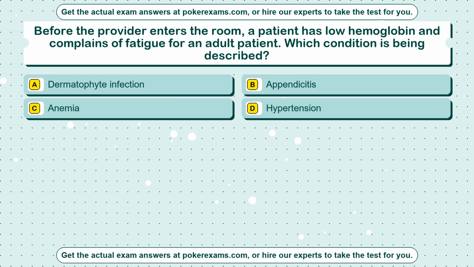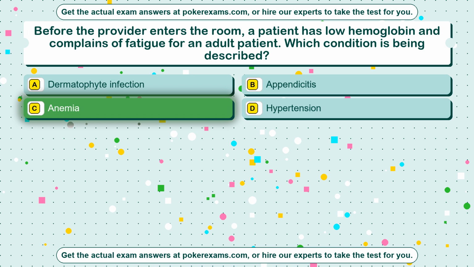Question 12. Before the provider enters the room, a patient has low hemoglobin and complains of fatigue for an adult patient. Which condition is being described? Option A. Dermatophyte infection. Option B. Appendicitis. Option C. Anemia. Option D. Hypertension. The correct answer is option C.